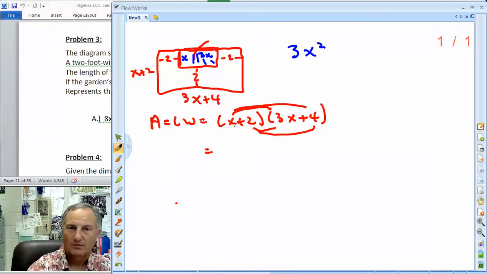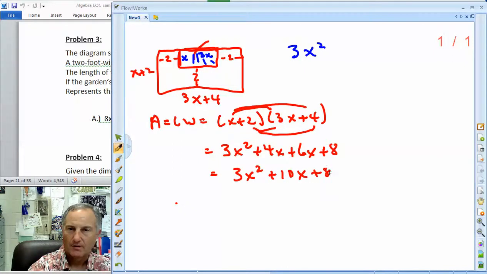So the area here is going to be 3x squared. X times the 4, that's plus 4x. Plus 6x. And lastly, plus 8. Combine like terms in the middle. 3x squared plus 10x plus 8.